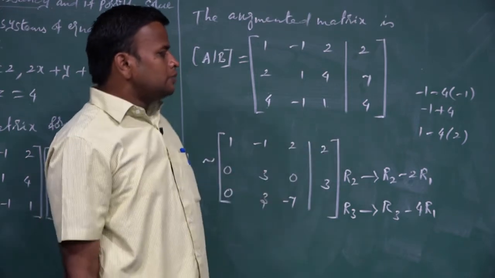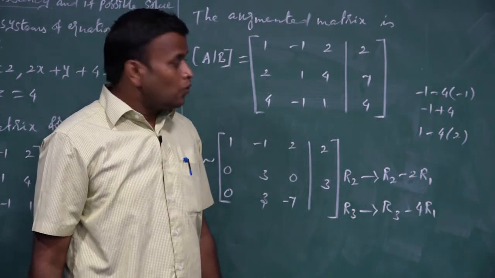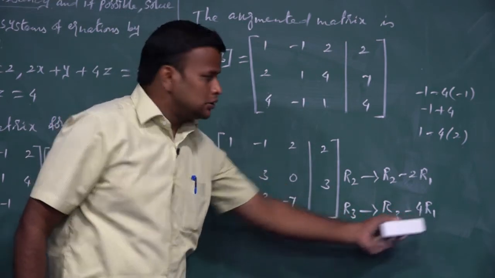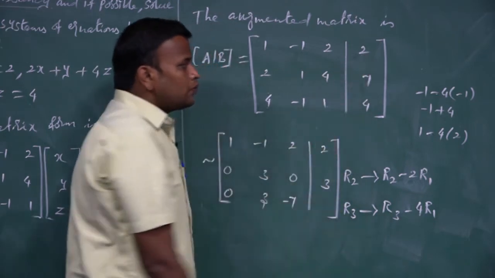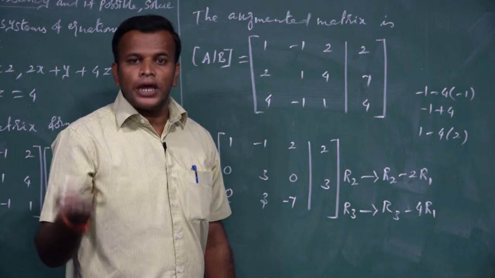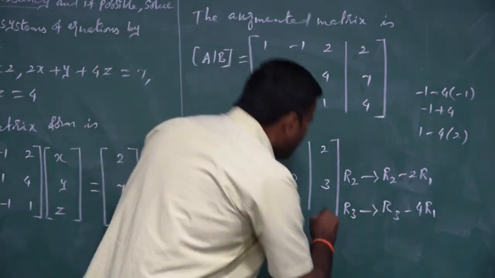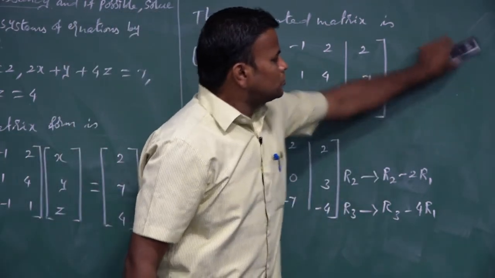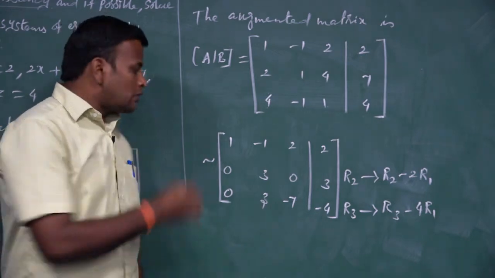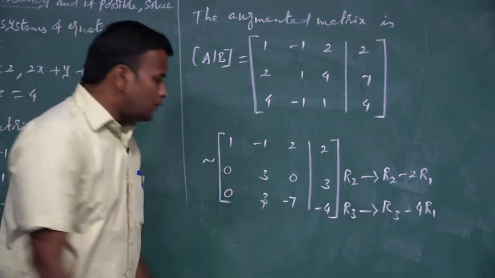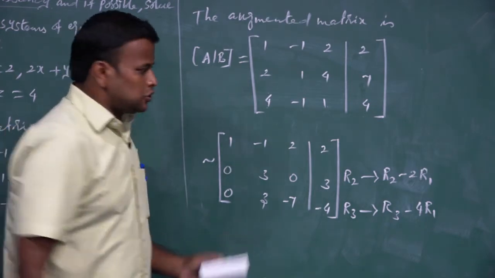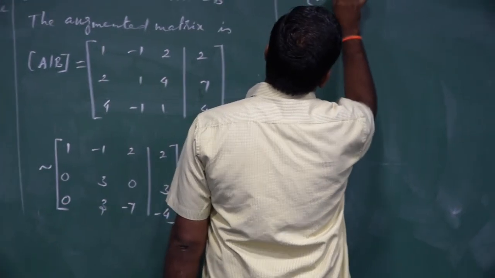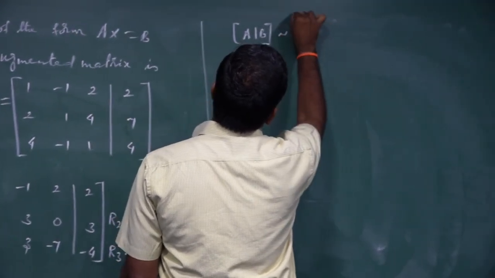Next, the number 4. We write R3 as R3 minus 4 R1. So 4 minus 4 times 2: 4 minus 8 is minus 4. So these two elements also become 0. Over. But it is not yet in echelon form. To convert to echelon form, that element must also become 0.